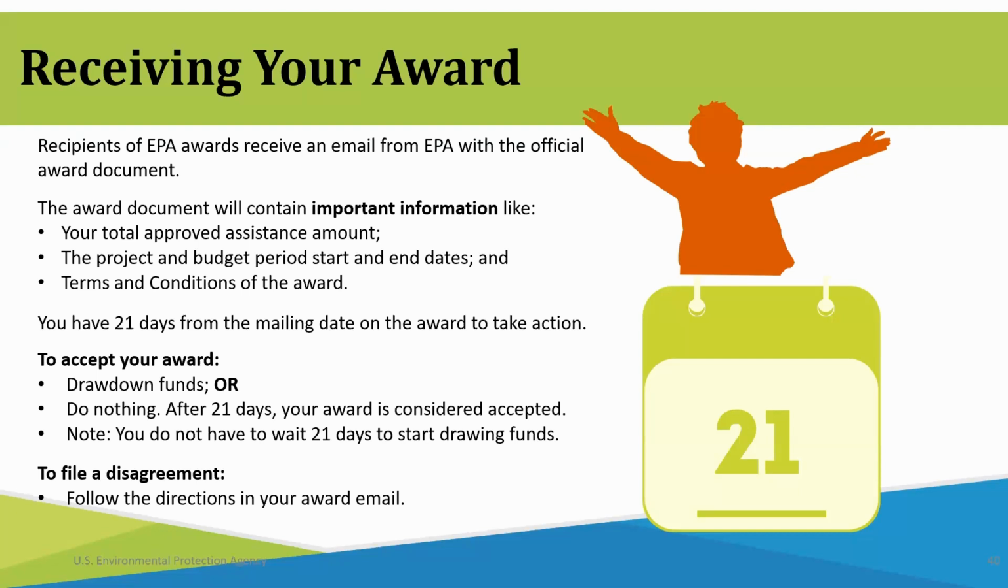Read it thoroughly. There will be terms and conditions there that are specific to your award, and you will have a link to EPA general terms and conditions. A recipient demonstrates their commitment to carry out the award in one of two ways, by either drawing down funds within 21 days or by not filing a notice of disagreement within 21 days. So for example, if there's an error with your award, if you decide you do not want to receive the funding, you must notify the grants office within that 21-day period.